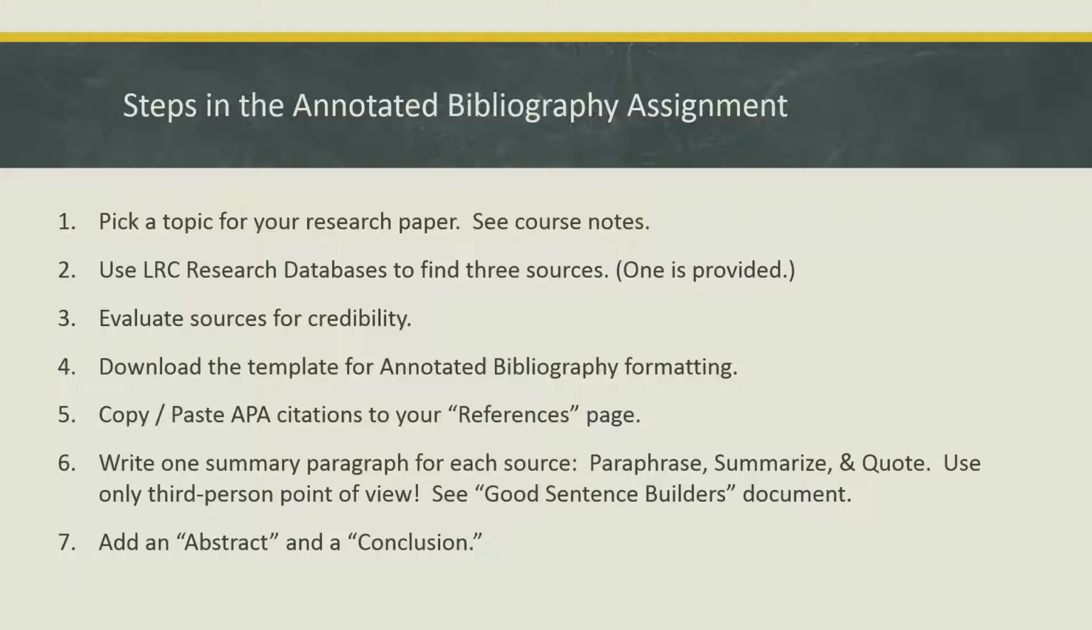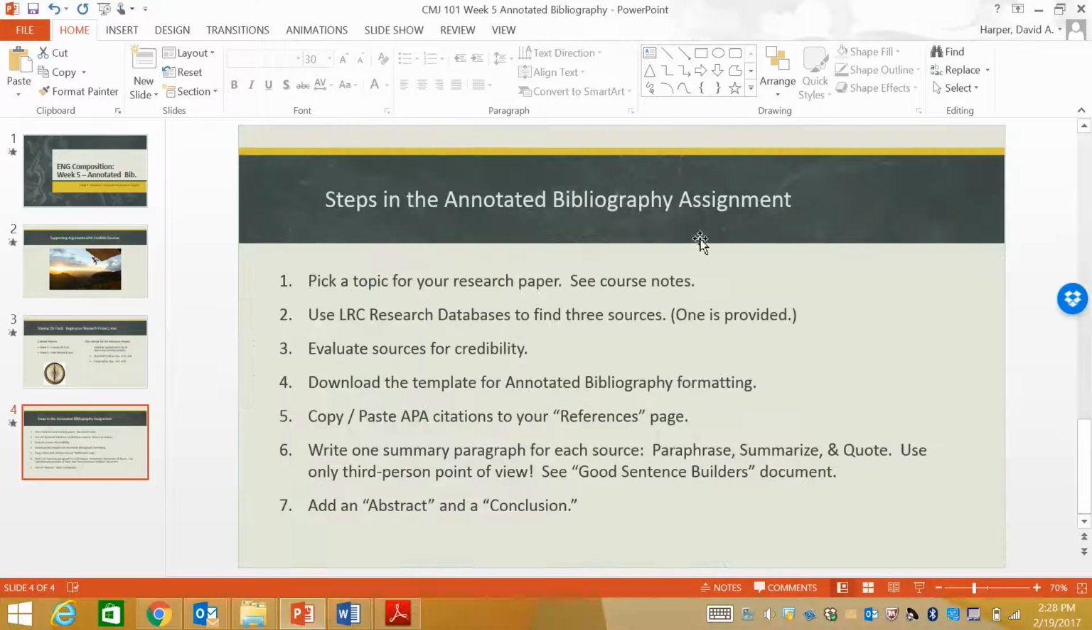Now, here are the steps in the annotated bibliography assignment. You could refer back to this if you wish. Step 1 is going to be picking a topic for you to write your research paper on, a persuasive argument about. And the course notes help you with that. Then after you have a topic idea in mind, you could refine and revise that, but after you have a general idea, you want to begin researching databases from the Library Resource Center to find at least 3 sources. Now again, I provided one.